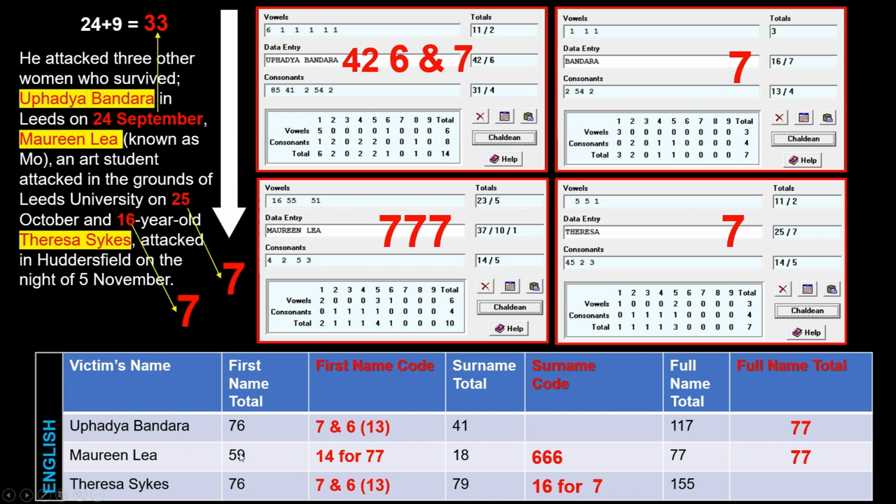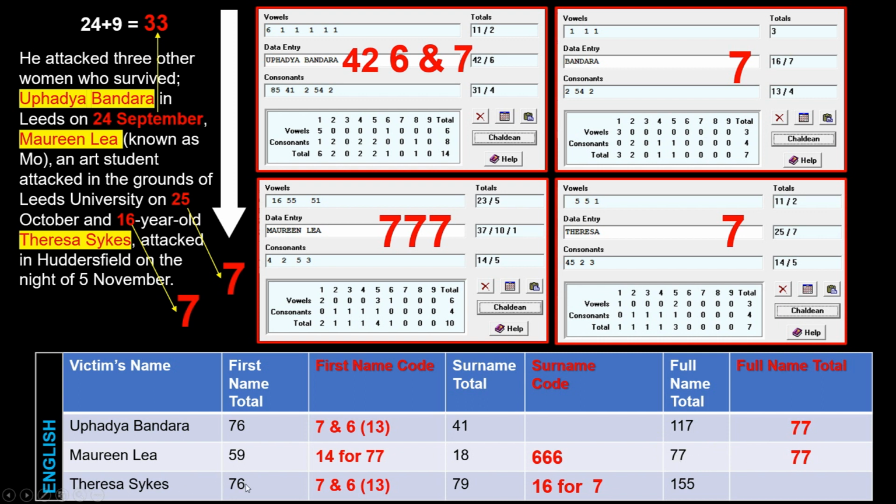Maureen Lee, first name Maureen, 59, for 14, for 77. Surname 18, that's Lee, for 3 6s, for 666. And the full name, would you believe, adds up to 77, for 77 code.